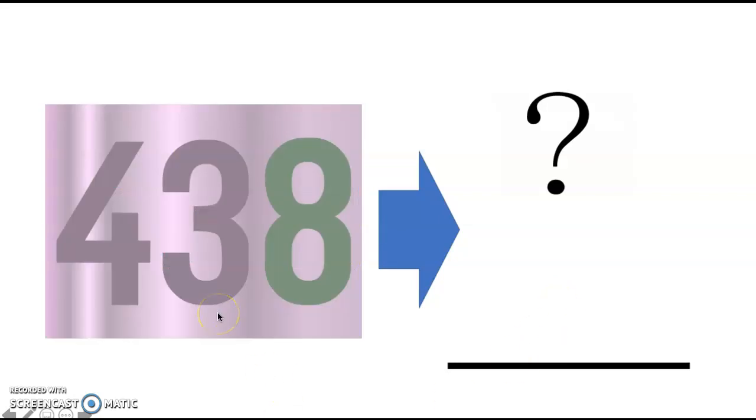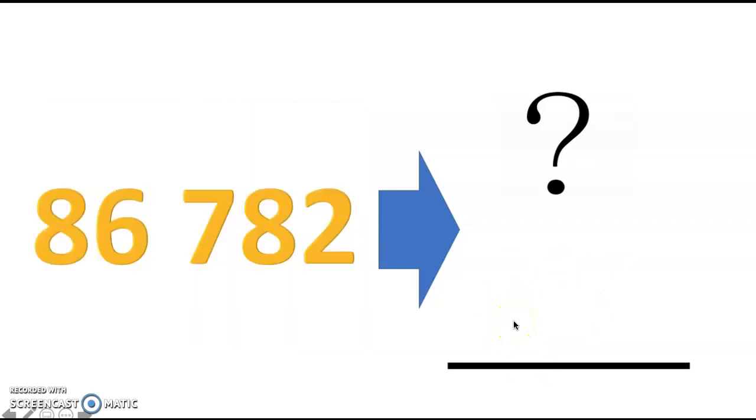Now let's do the number 438. Round it to the nearest 100. Did you say 400? Then you are correct, because if we look at the tens column, we have the 3, and that is less than 5. So you're just going to ignore it and keep it the same. So it's closest to 400.